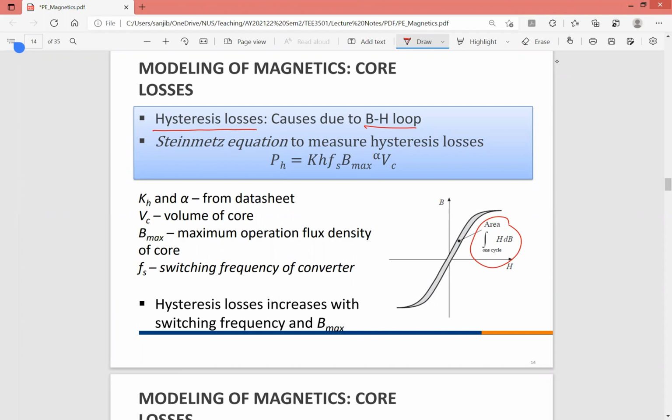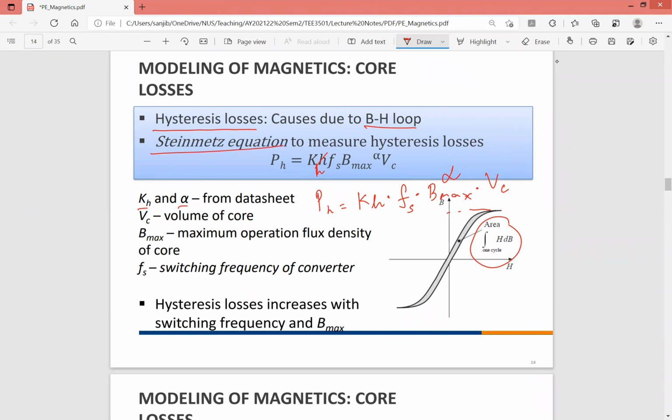But the loss itself is given by, you can see that there's a little bit of a typo here. It should be a subscript. So it should be P_H is equal to K_H, which is a constant, multiplied by the frequency, which is the switching frequency for the converter that we use. Then B max, the maximum value of the flux, because the flux is changing, so this is the B max value in the core, to the power alpha. Alpha and K_H, the constants, are given, then multiplied by the volume of the core, right? What is the overall size of the core? So this is the formula for the hysteresis loss. This is called Steinmetz equation.